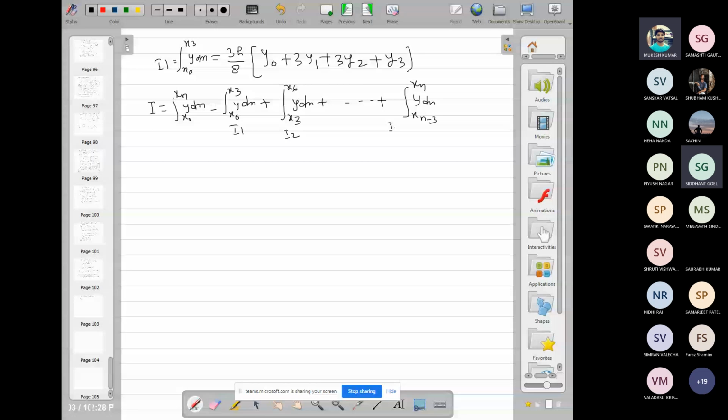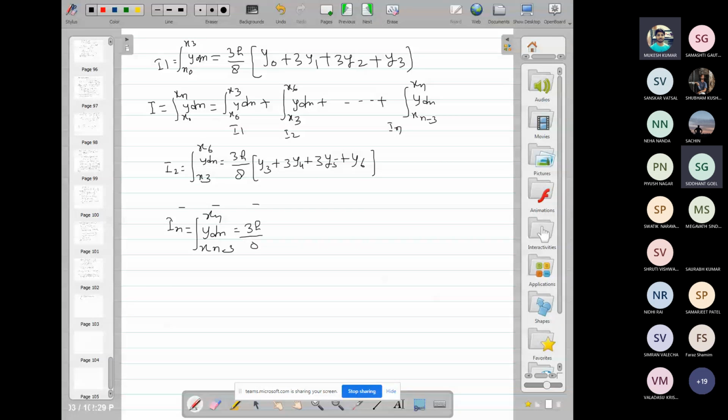This is equal to 3h upon 8 times (y3 plus 3y4 plus 3y5 plus y6). And similarly, the last one is the integral from x(n-3) to xn of y dx, which is equal to 3h upon 8 times (y(n-3) plus 3y(n-2) plus 3y(n-1) plus yn).